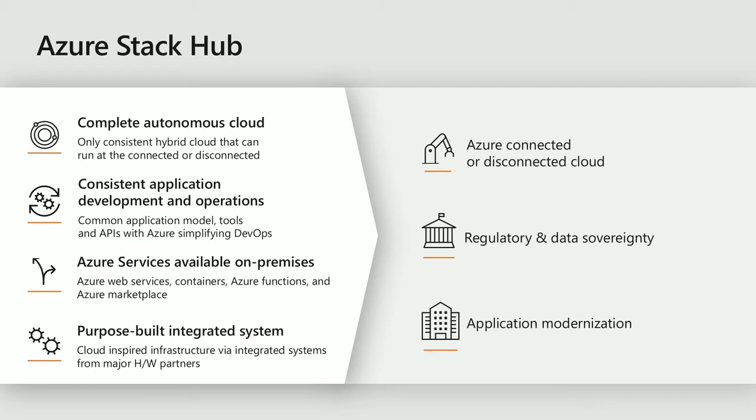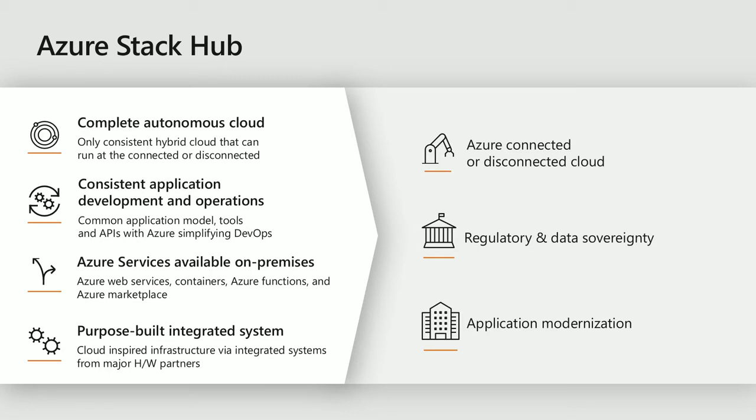So Azure Stack Hub, how many of you are familiar with Hub? Almost everyone in the room. Good. So I won't spend a lot of time on this. It is a completely autonomous cloud. It's the only hybrid consistent cloud that you can run either fully connected or disconnected environments. So we literally take the Azure Resource Manager, bring it on premises with the Azure Stack Hub system. It provides consistent application development. Because we have ARM on premises, it's the same API you can use in Azure as well as Azure Stack.